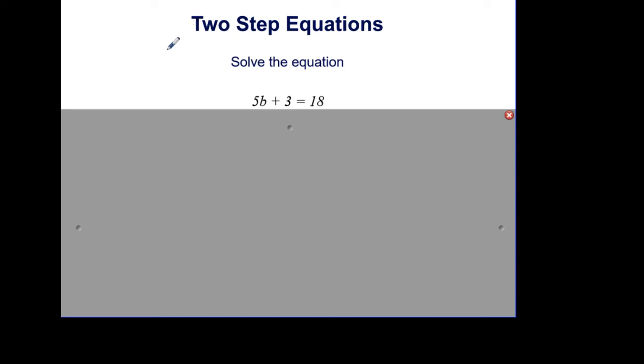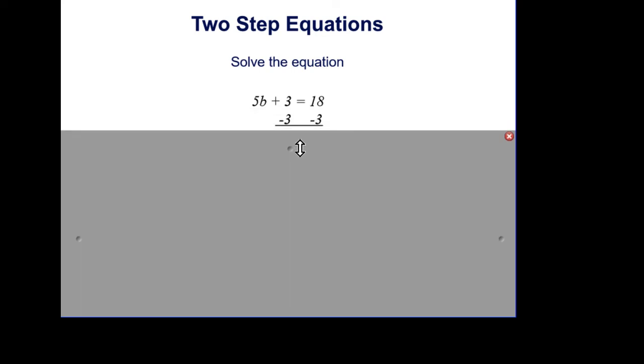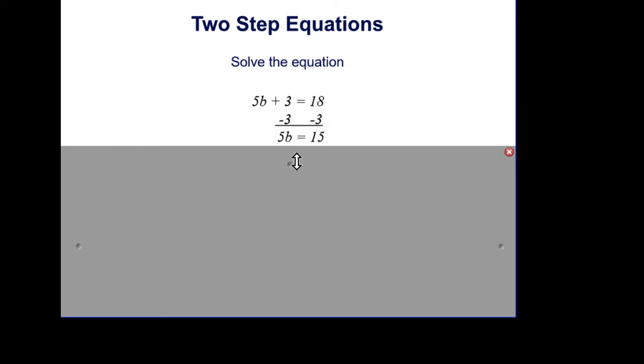Here are some examples of solving two-step equations. The first one is solve the equation 5b plus 3 equals 18. So thinking of SADMEG, we look for subtraction and addition first to undo. Here we have adding 3, so we need to subtract 3 from both sides, which will eliminate the 3 and give us 5b equals 15.